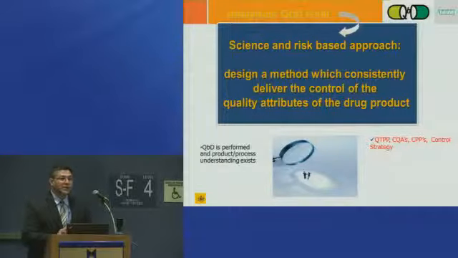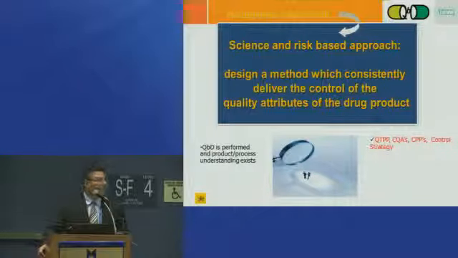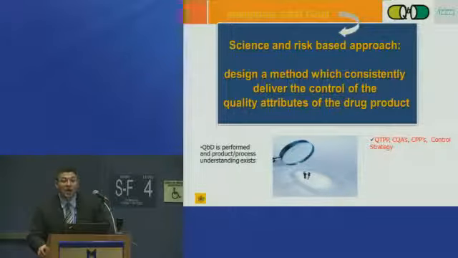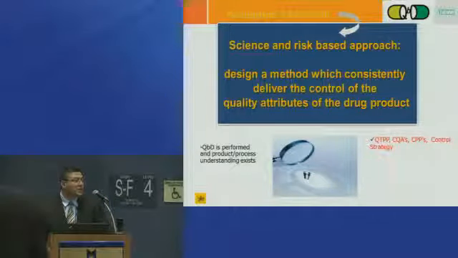We need to know what the QTPP is, the quality target product profile. The CQAs are the critical quality attributes of the dosage form itself. The CPPs are the critical process parameters of the particular process used to make the formulation or drug product, and the control strategy for each of those CPPs. This all revolves around the drug product itself.